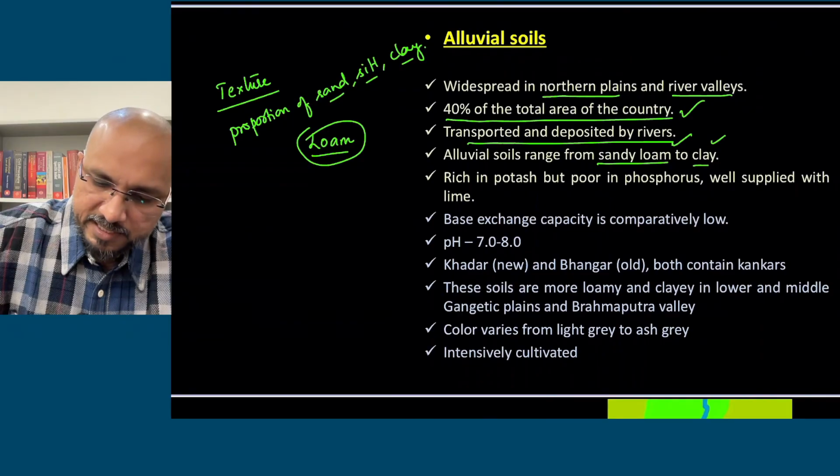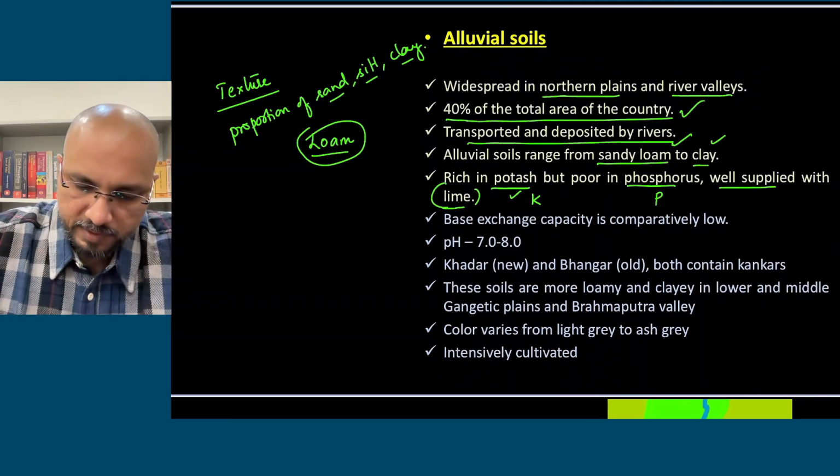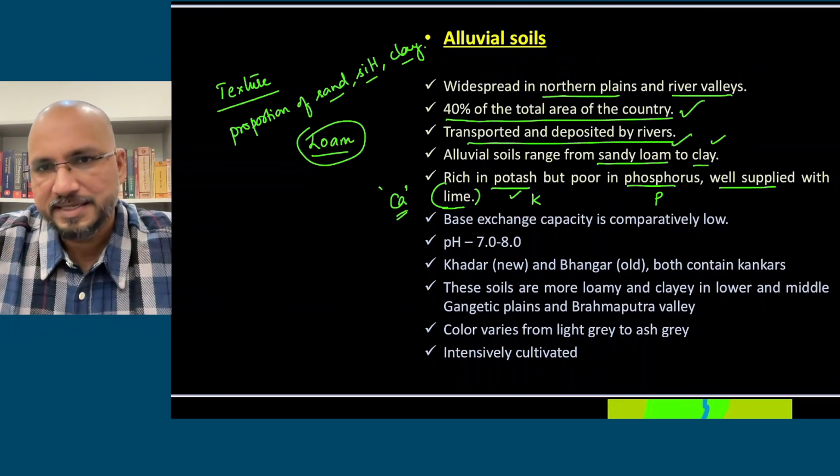So these soils are rich in potassium but poor in phosphorus, and well supplied with lime. Lime, in the form of calcium oxide or hydroxide. So they are well supplied with lime, but they have a lesser amount of nitrogen and phosphorus.